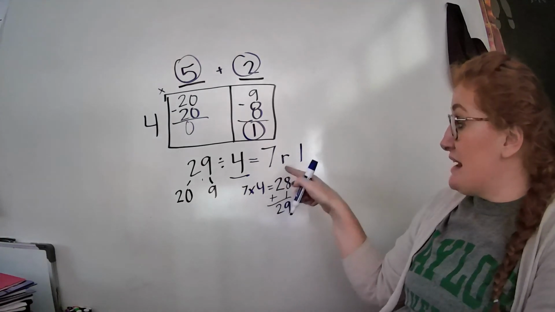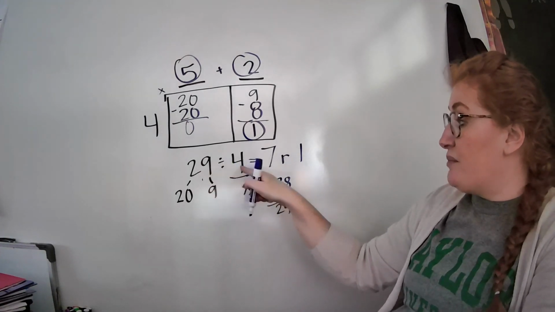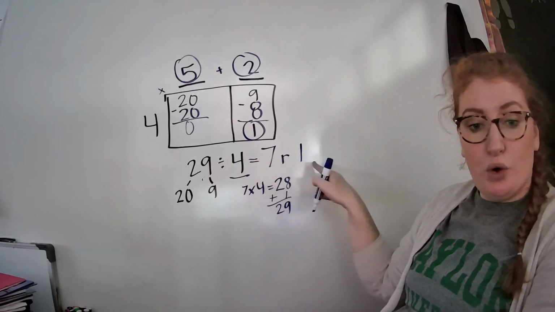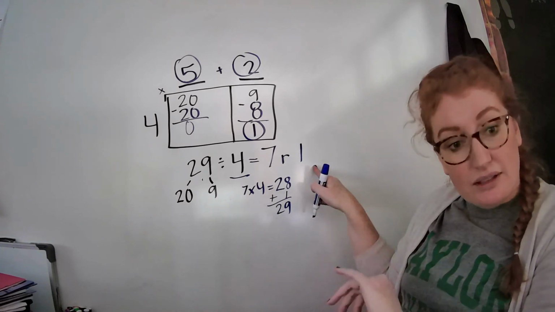And this is the way I would say this answer: 29 divided by 4 equals 7, remainder 1. Hopefully that makes sense.